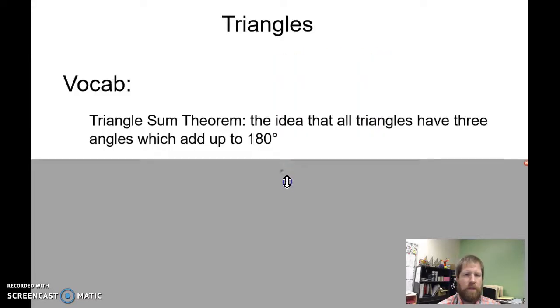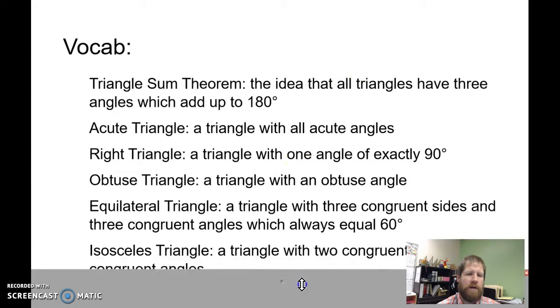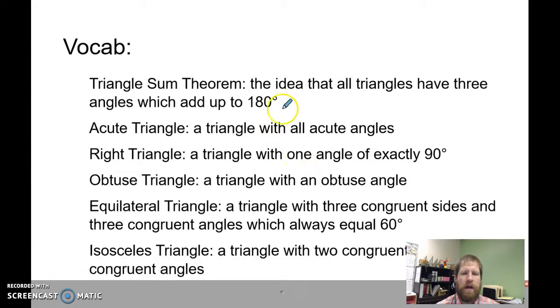Triangles. Alright, so some of this vocabulary will be very familiar and some of it will be new. I might go through some of it fairly quickly. So the triangle sum theorem is the idea that in any triangle, the interior angles will add up to 180 degrees. That's very important going forward that you remember that, because we're going to use that when we're missing information to fill in what we don't know.